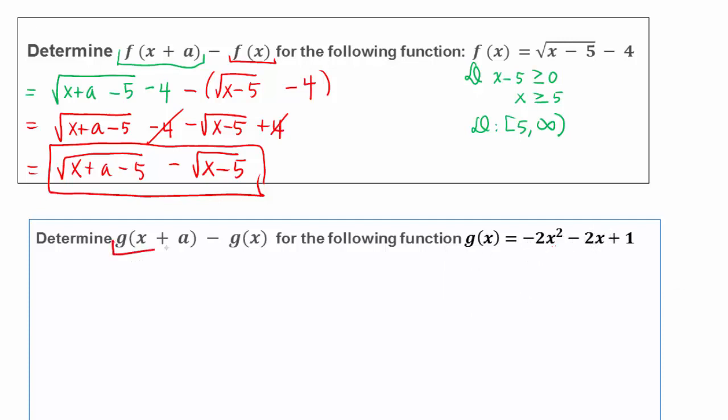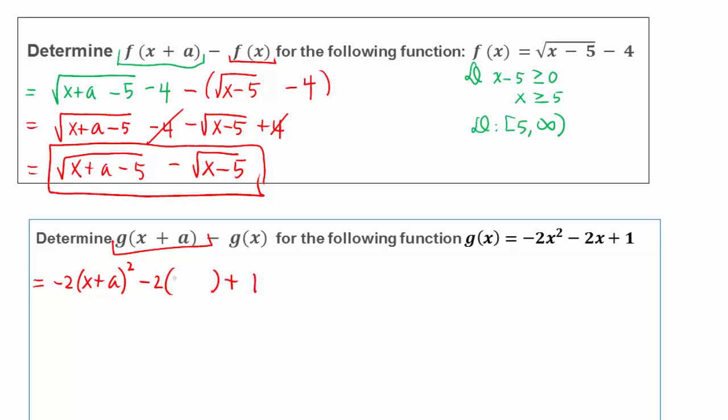So let's go ahead and work this out. So this is now equal to minus 2, what is x now? X that's been squared, it's going to be x plus a squared minus 2 times something, okay, plus 1.